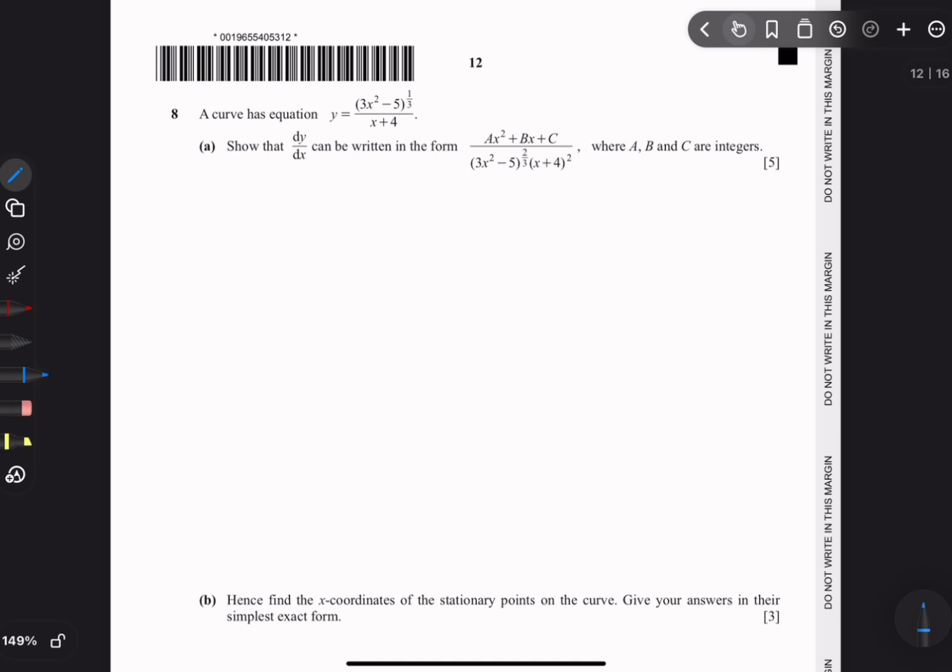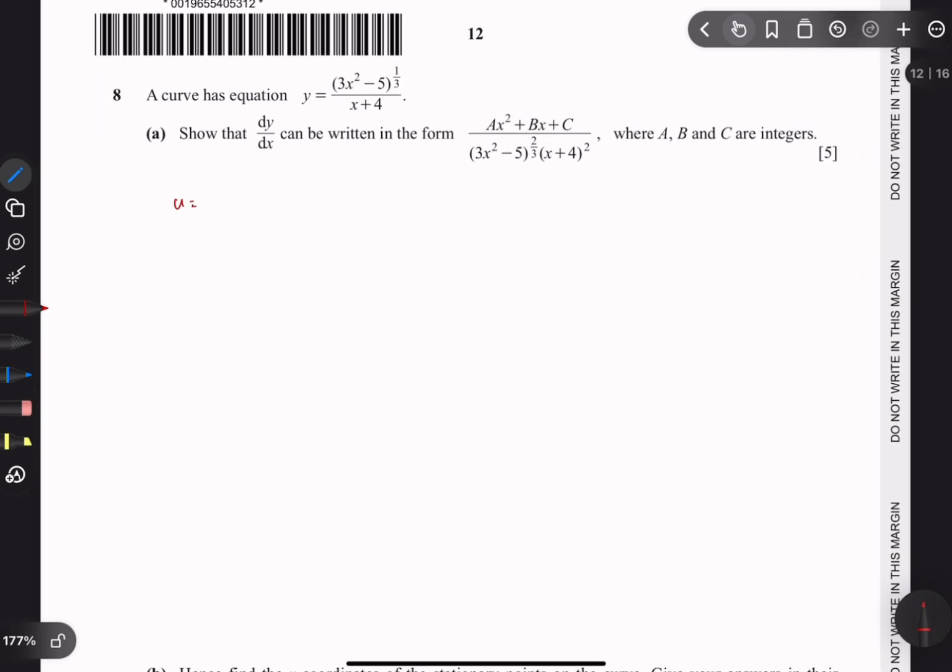Question A. A curve has equation this. Show that the differentiation can be written in this form. Okay, so for this one we can use the quotient rule to separate the top and the bottom. And then you differentiate each part.